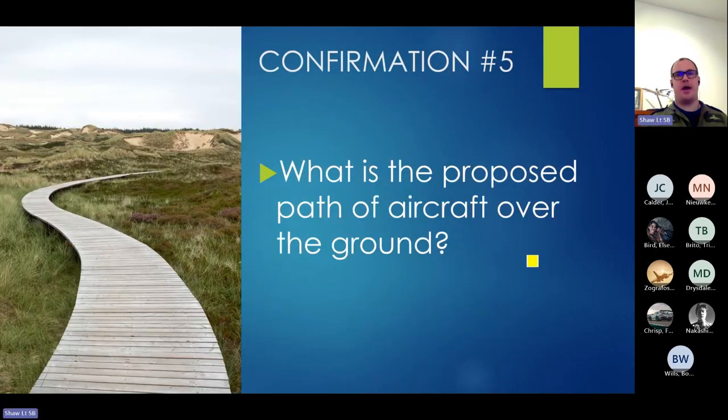What is the proposed path of the aircraft over the ground? What is the definition of that, or what does that mean? There's a definition for that particular term. Does anybody remember? Proposed path of the aircraft over the ground.